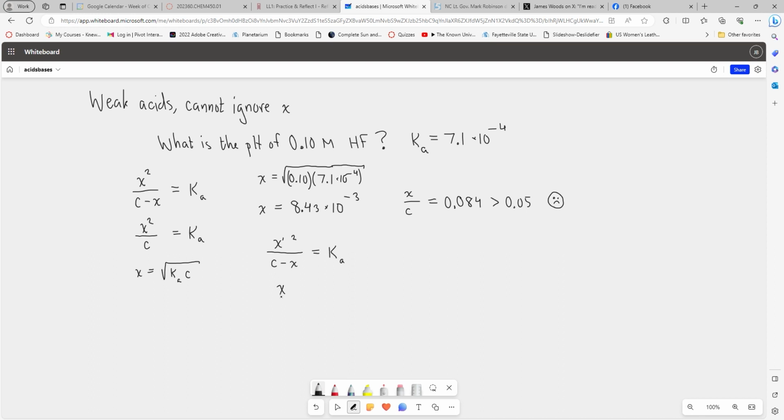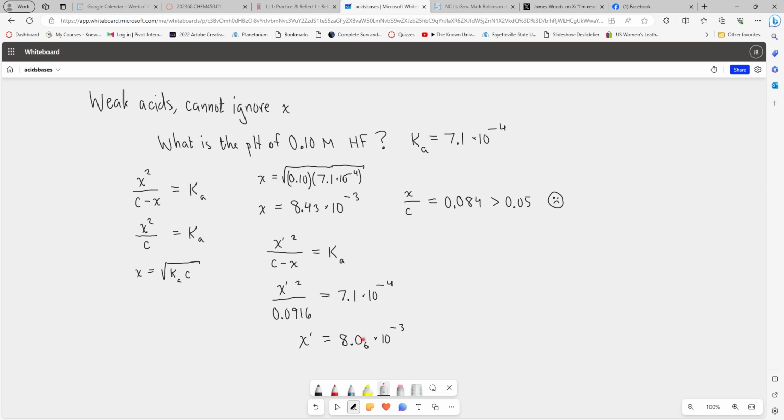So if we just do the subtraction first, 0.1 minus the 8.43 times 10 to the minus 3rd, the original x, we get 0.0916. And then we'll plug in the value for Ka. Remember, that's 7.1 times 10 to the minus 4th. That was given. Cross multiply these numbers, and then take the square root to get x. So our new value of x is 8.06 times 10 to the minus 3rd. And we see it differs significantly from what we had before.